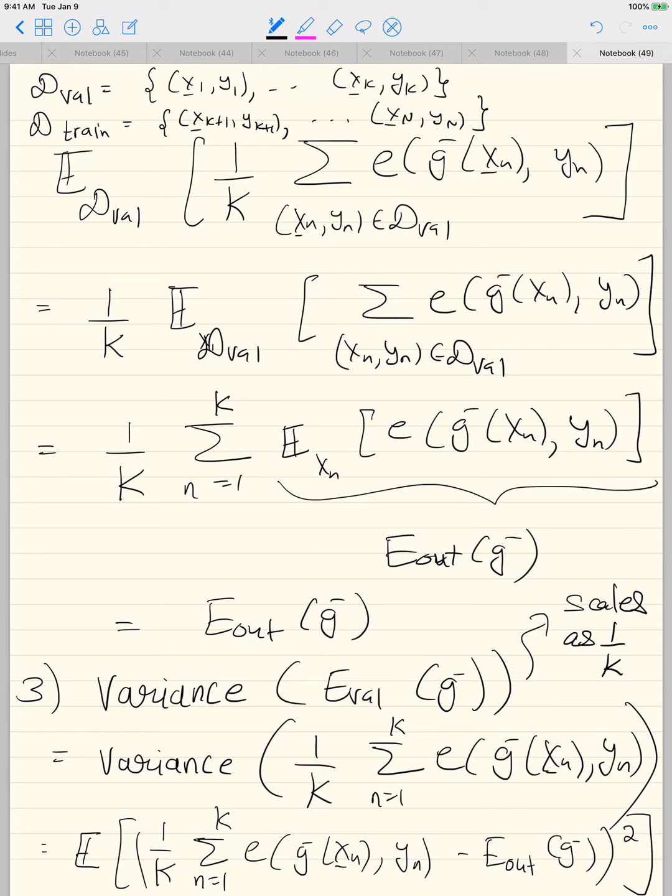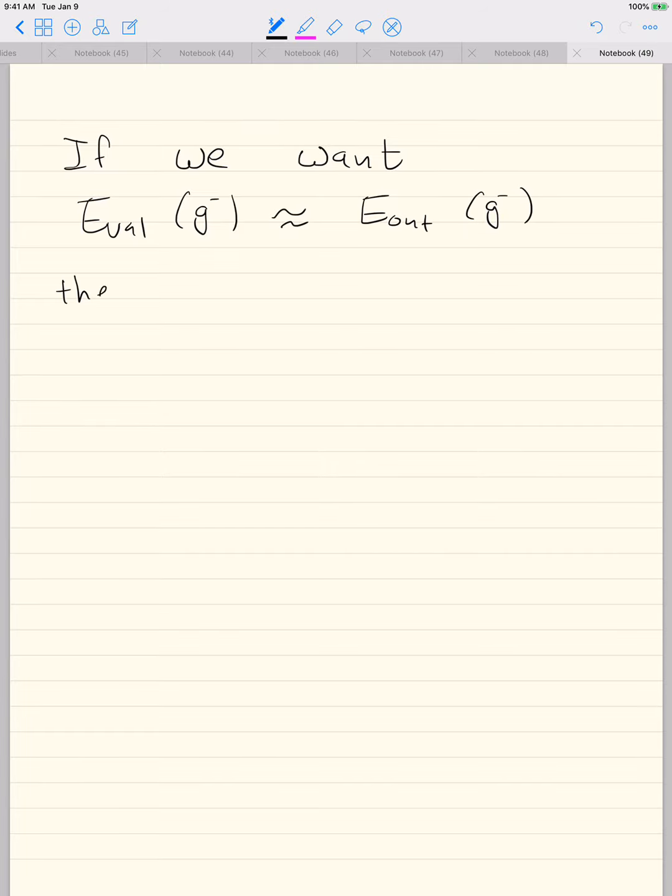Okay, so now we have an understanding of what this quantity is. It is clear that from these properties, if we want Eval of G minus to be close to E out of G minus, then k should be large. That is, we should set as many points as we can in the validation set. So the estimate of the validation set will be close to the test error.